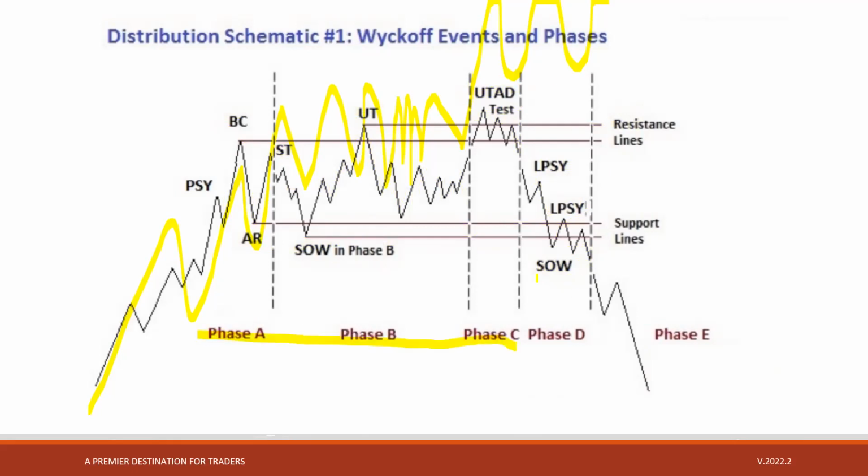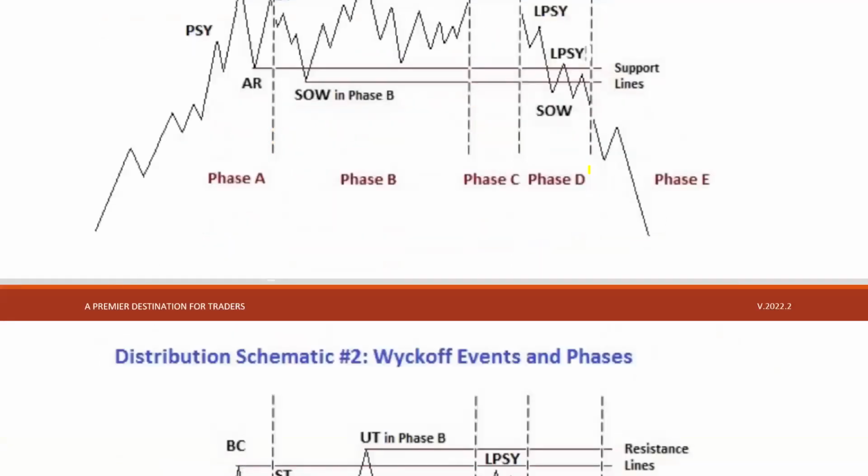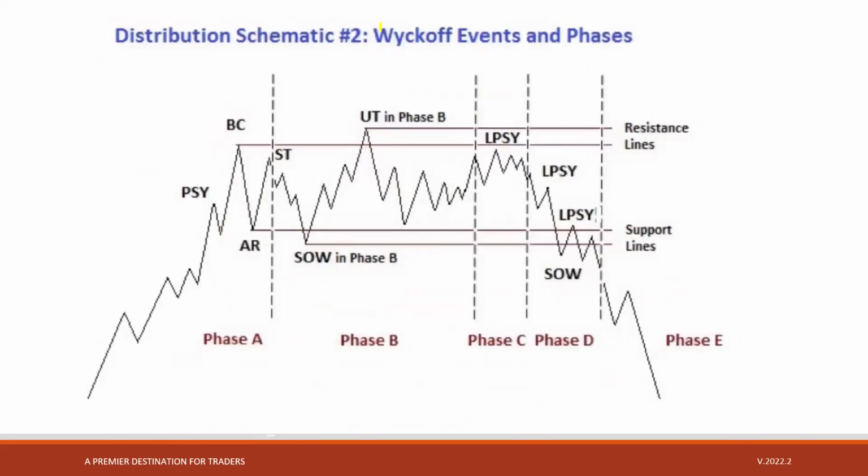And when you've seen the sign of weakness or the sign of strength, that's when you look to get involved, either buying or selling. And then the second type of schematic is the same thing as the other one, but in this case, there's no UTAD, no uptrust after distribution. The price just begins to break down, shows the sign of weakness, and then proceeds to fall.